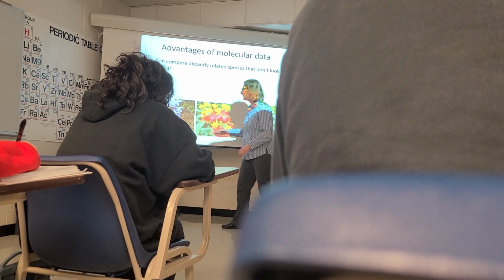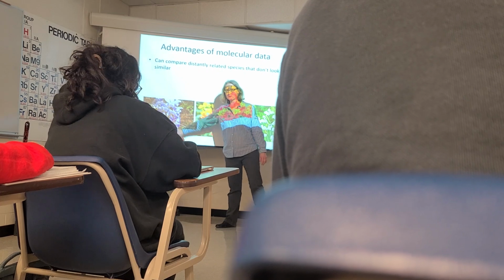Okay. Number 3, we can compare distantly related species that don't really look similar to each other. Say for example, we've got these 3 plant species right here. We're trying to figure out how they fit in our phylogenetic tree, and we're trying to group together the ones that are more closely related to each other. And we're trying to figure out this one in the center, whether it's more closely related to this one on the left or the one on the right. They don't really look a whole lot alike at all.